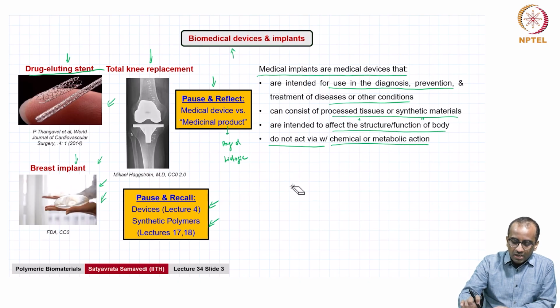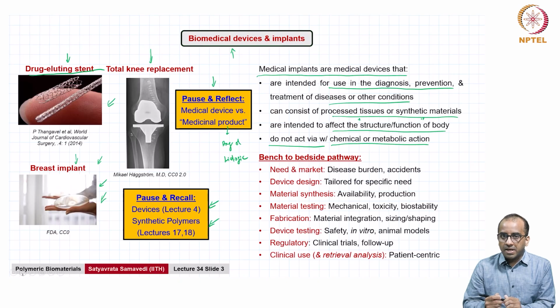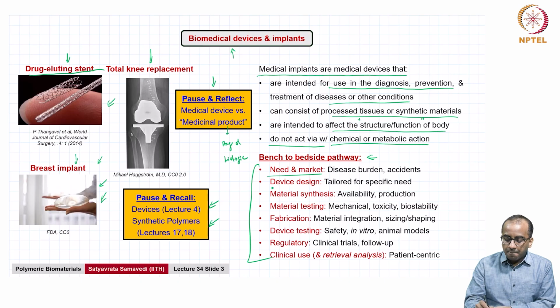Now from a translational perspective, one can ask, what does the bench to bedside pathway look like? Needless to add, this is not a list that we are seeing for the first time. We have seen this list before. I am just recapitulating some key aspects of this for the purposes of this lecture. Firstly, we note that there is a need and a market driven by disease burden or accidents. And then there is the idea of a device design tailored for a specific need, right? So these two go together.